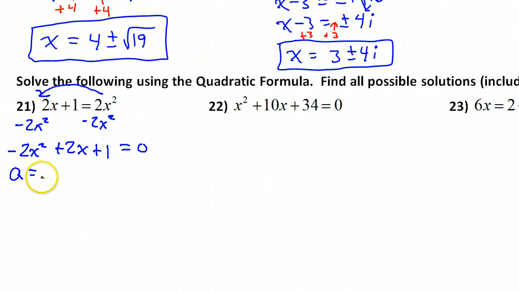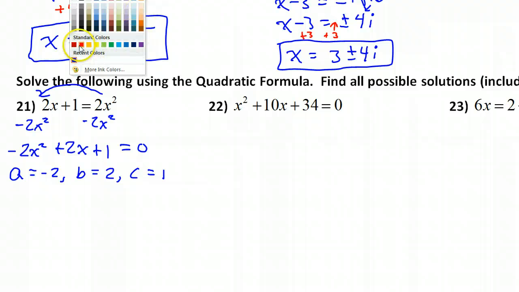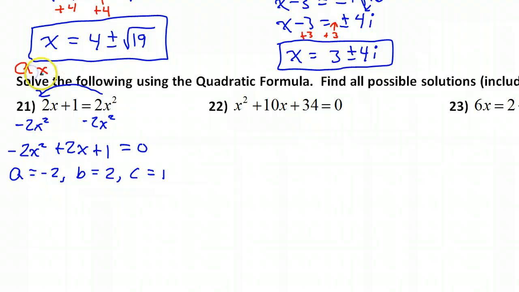So that's going to give me a equals negative 2, b equals 2, and c equals 1. For the quadratic formula, everything has to be in standard form. And standard form is like this: ax squared plus bx plus c equals 0. So that's why this is my a, b, and c.